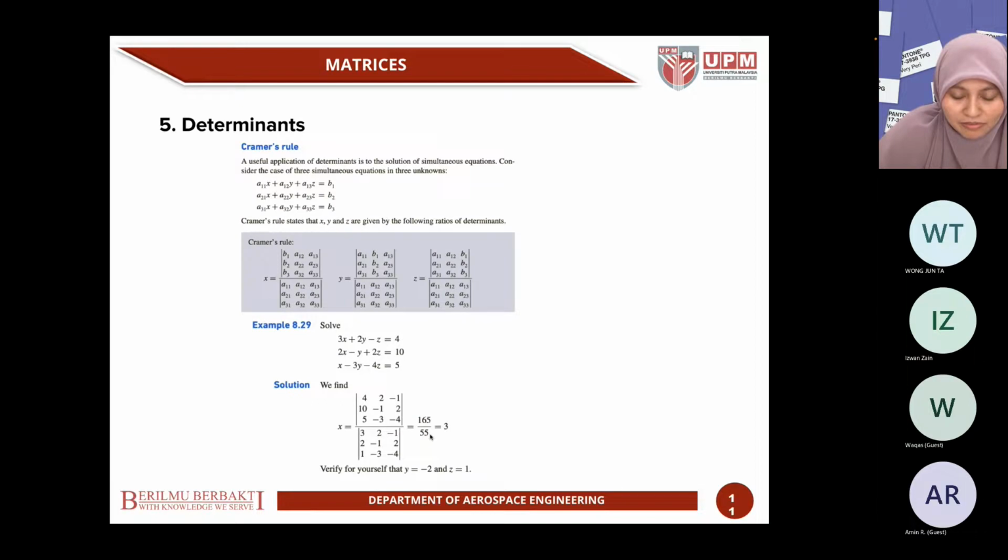So we get 165 over 55. So the answer X is equal to 3. The same method we can use to find Y and Z. So Y equals -2 using this formula and Z equals 1 using this formula. So you find the answers X, Y, Z. The calculation is a bit long, so I don't show all of them here, but at least you know one example to calculate X.